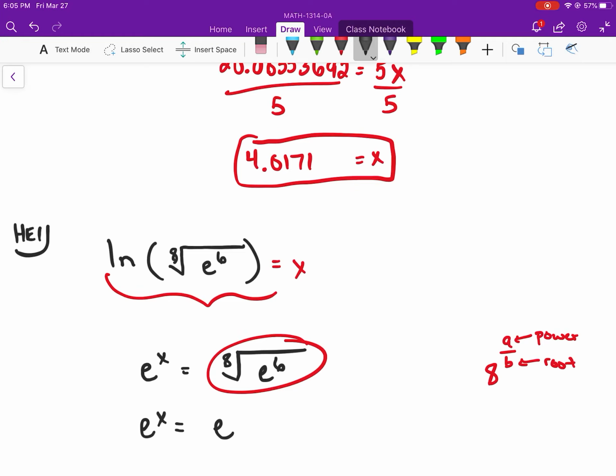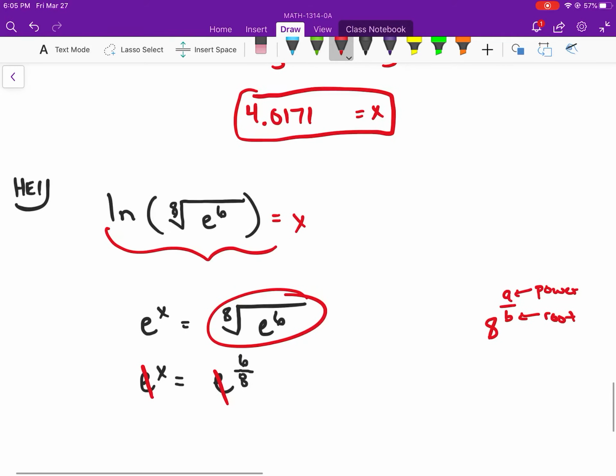So e to the x power equals e. Now, how am I going to write that 6 and that 8? What number is going to go on top? Well, the number that goes on top is supposed to be the power. That should be 6 over 8. Okay, now notice this is an exponential form here, okay? Are the bases matching? Yes, they are. All right, so we get x equals 6 over 8, which reduces to 3/4, which is my answer. x does equal 3/4.